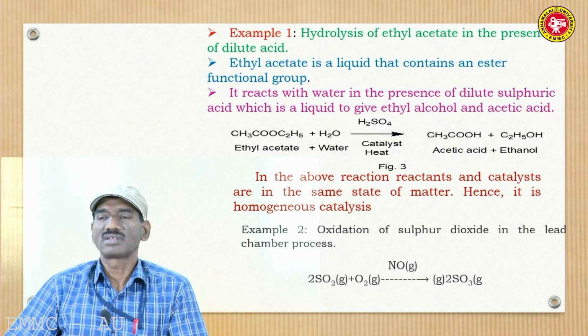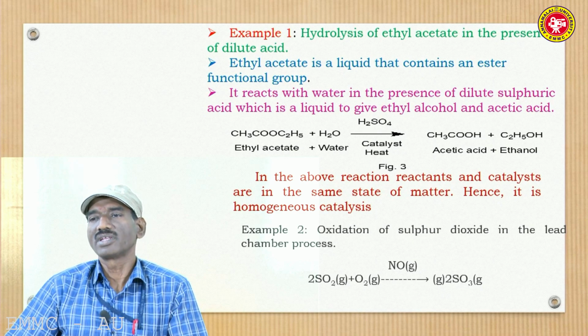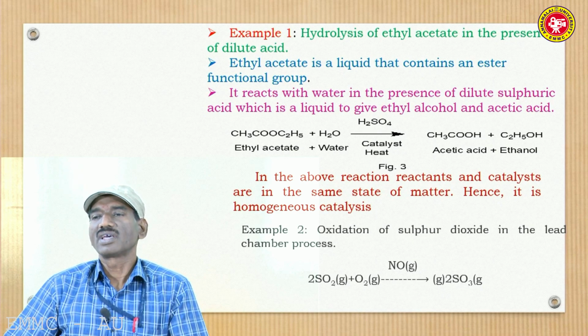CH3COOC2H5 is ethyl acetate. Hydrolysis in the presence of sulfuric acid. So, heat is one kind of catalyst. Whenever we are heating, the reaction rate automatically may be increased. Finally, we are getting acetic acid as a product, as well as ethanol. Your major product is acetic acid.